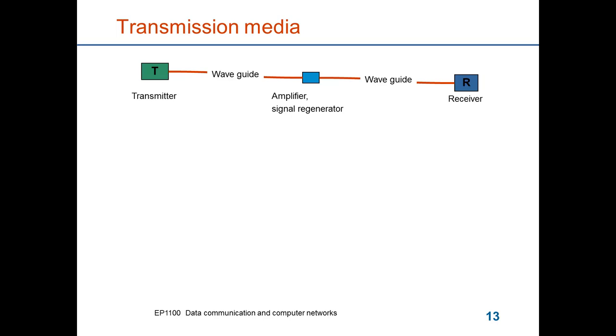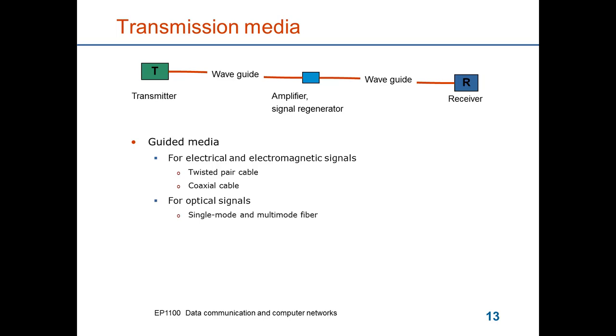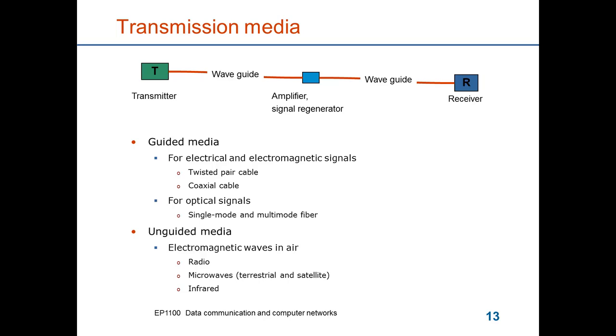We look at twisted pair cable and coaxial cable, and also for optical signal, where we look at the single mode and multimode fiber. Then we have unguided media, so free space communication, where there are electromagnetic waves that are carried in the air or in vacuum, such as radio waves, microwaves, and infrared waves.